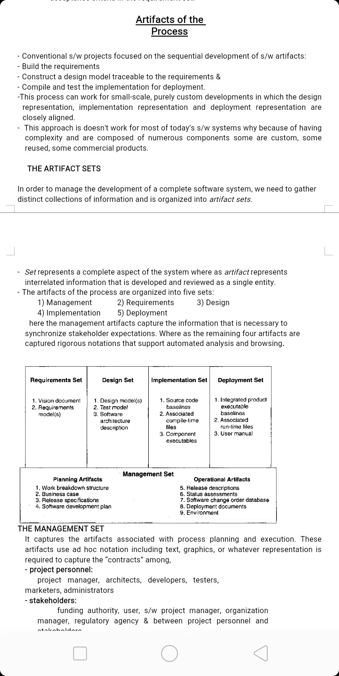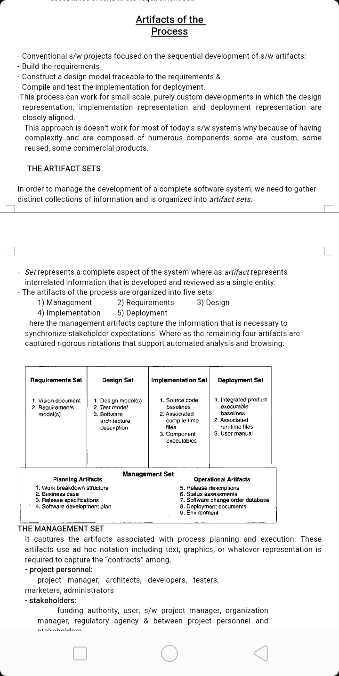So for example, a single program that is intended to run on a single computer of a single type and is composed entirely of special purpose custom components can be constructed with straightforward traceability among all the representations. That we are calling representations, like design representation, implementation representation, deployment representation. But however, this approach doesn't work very well for most of today's software systems.